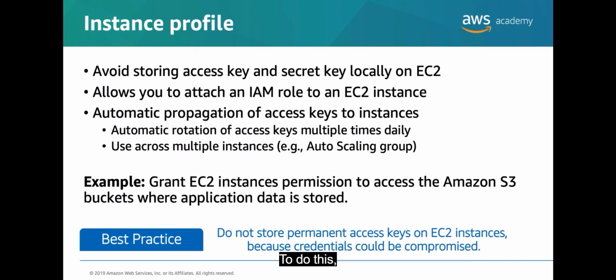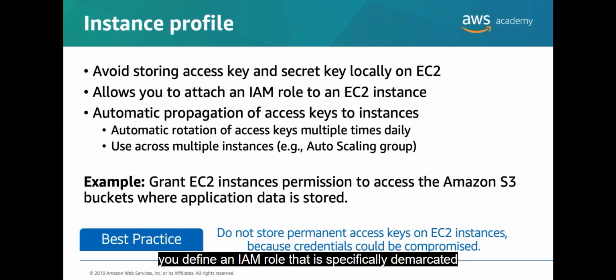To do this, you define an IAM role that is specifically demarcated for EC2 use and permits EC2 to use the role. The role itself should have an IAM policy attached to it that grants the necessary S3 permissions. You then assign this IAM role to the instance when the instance launches, or it can be assigned after the instance is launched. The instance profile container that contains the IAM role will be created automatically when you create an EC2 role through the console, though it's a separate action if you use the command line, and it must then be explicitly associated with the instance.